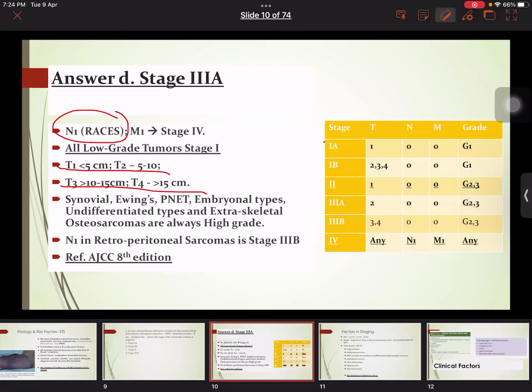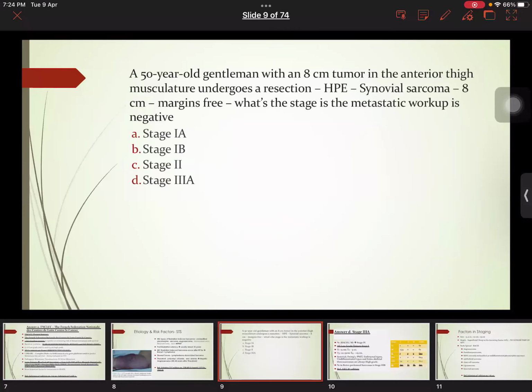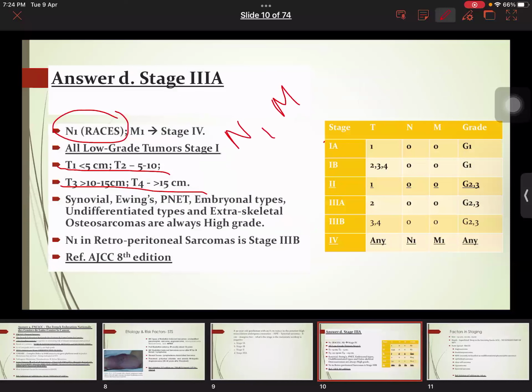And I have already told you, both N1 and M1 will come under stage 4 disease. Okay. So all low grade, basically, when it is low grade, it comes under stage 1.